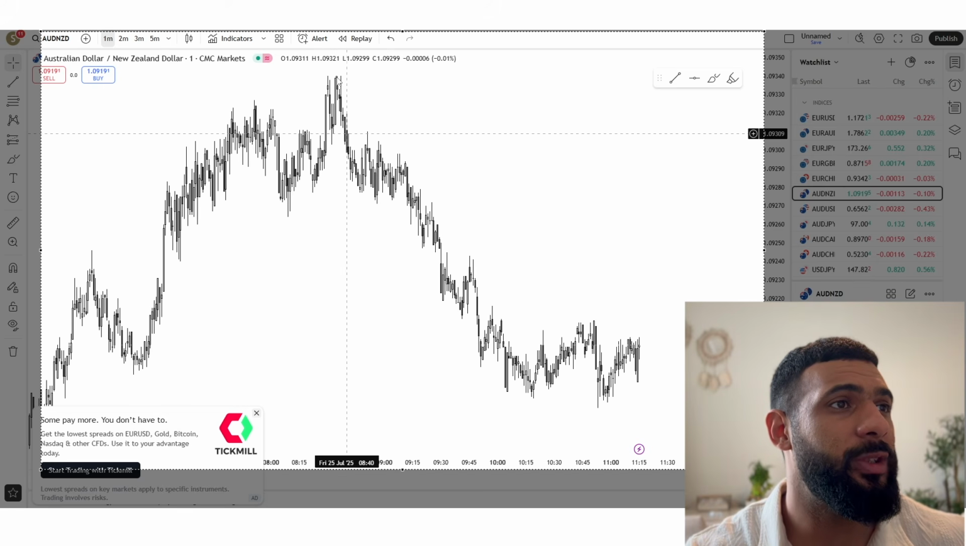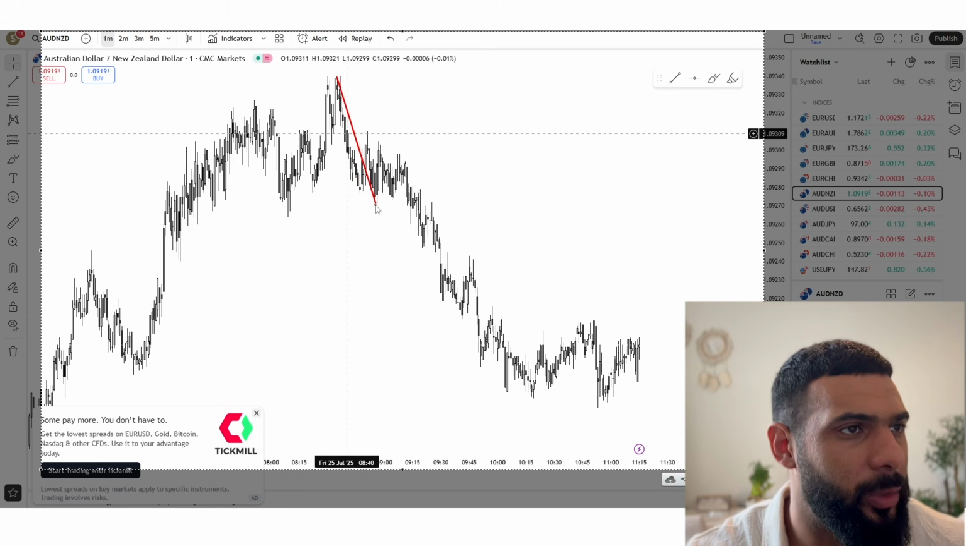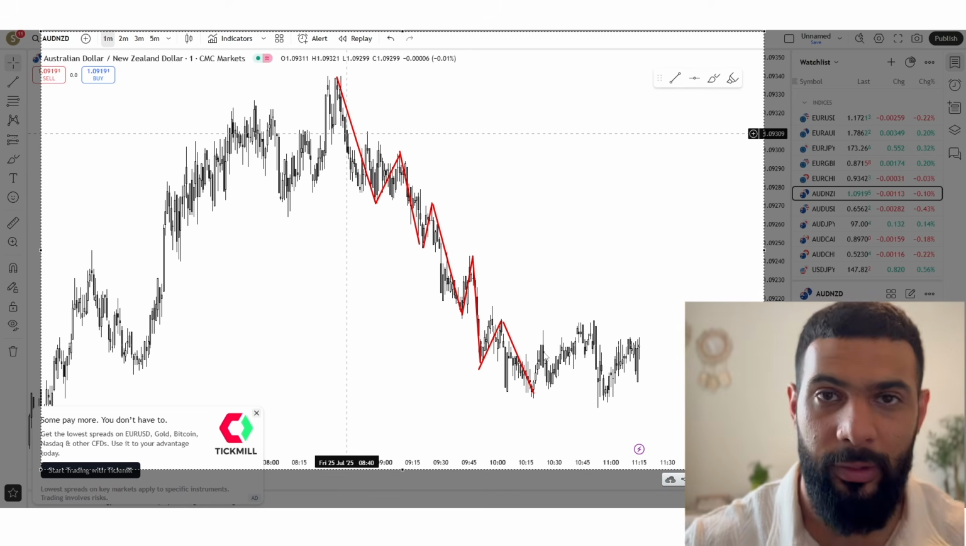As you see, this was the top point and the price came here. I will say it came to this point and it went up. And it bounced down again to here. It went up a little bit, bounced down, went up. It kept going down. I will draw to here, to here. That's the line that I will draw for now.